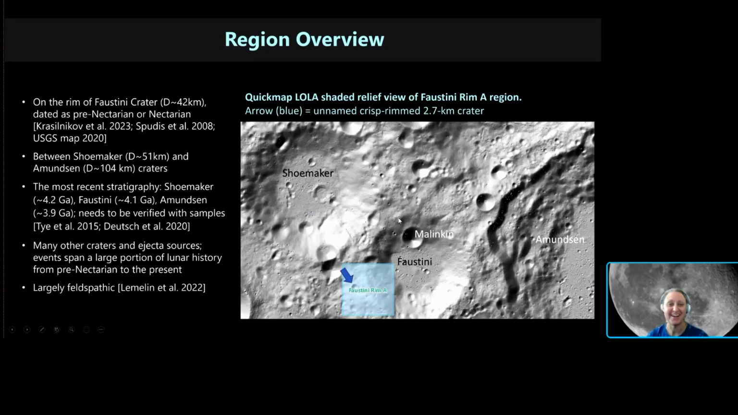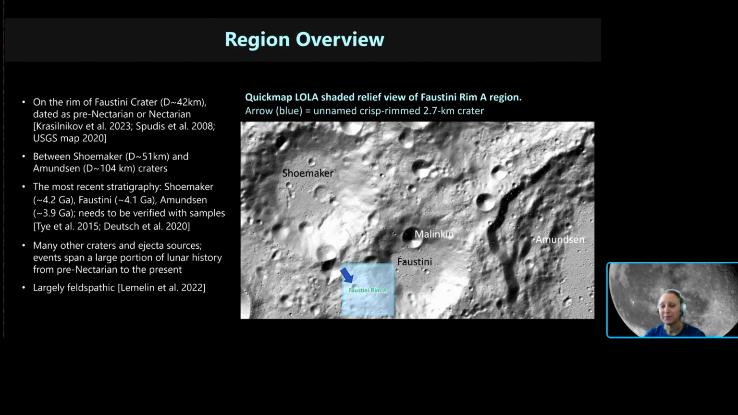All right. So as you can guess from the name of this region, this is a region that's located on the rim of Faustini crater. This is an ancient terrain. It's located between some other well-known craters, Shoemaker and Amundsen, and also Shackleton, and you can just see right off the edge of the image here.